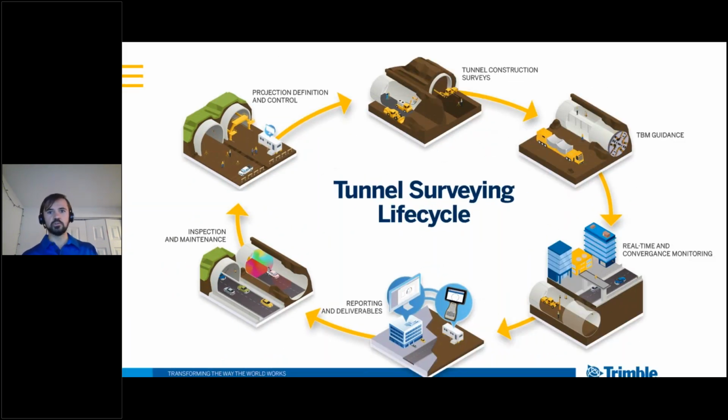So we'll start with the tunnel surveying life cycle. There's really six different elements of this from my perspective. We start in the upper left-hand corner with the project definition and control, where you're setting up the project, doing the initial site surveys, setting up the control, and getting ready for the tunnel construction, which is our phase two, where we're getting into more of the guiding of the equipment, the excavation, and supporting the construction process with survey and geospatial data.